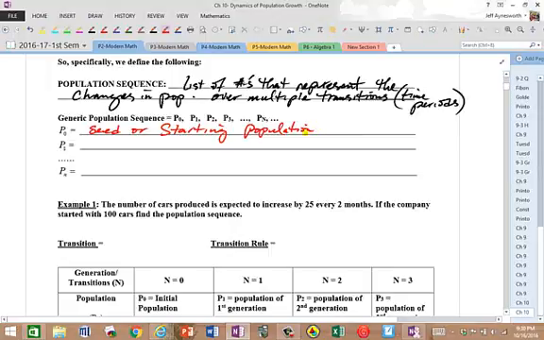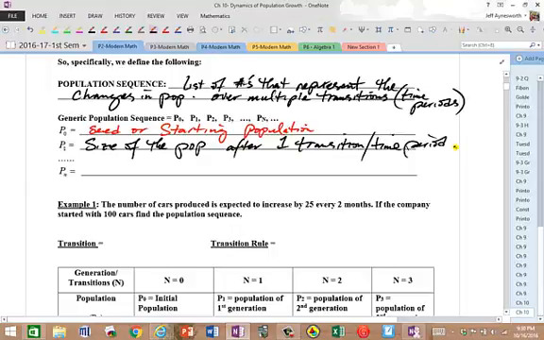P sub 1 stands for the size of the population after one transition, or you can say time period. Now I know I'm being redundant, but I'm hopefully helping you guys out by being redundant, because I'm trying to get in your head that a transition and time period are the same thing. And the subscript right here, the 1, stands for the transition, okay? So it's the population after one transition. P for population, and 1, the subscript, standing for the number of time periods that have gone by.